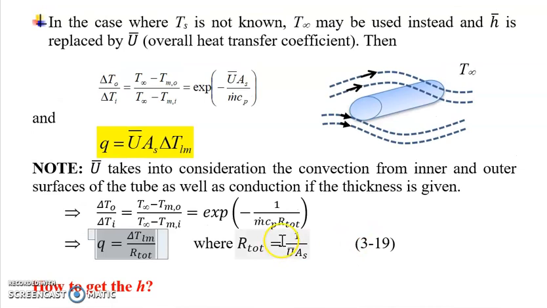Okay, so this is a general thermal analysis for two boundary condition types, the constant surface heat flux and the constant temperature on the channel wall. How to get the h? We'll see that in part 3 of this module.